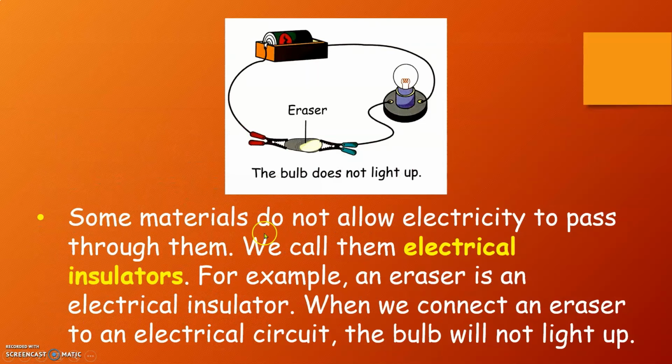Some materials do not allow electricity to pass through them. We call them electrical insulators. For example, an eraser is an electrical insulator. When we connect an eraser to an electrical circuit, the bulb will not light up.